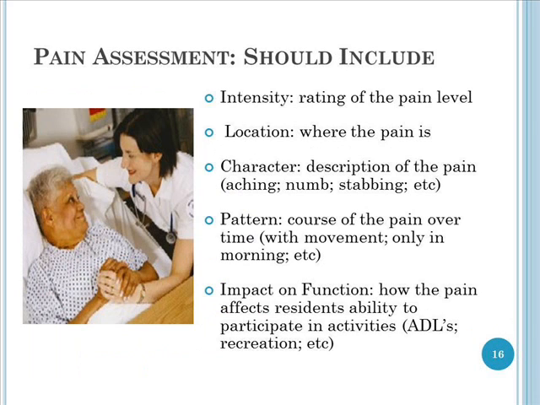A little more information about some of the assessment characteristics. For intensity, we can ask for a rating of pain level or pain severity, and there are different tools that help us to do that. We can ask, where are you hurting? Where is your pain? To try to identify a location, or ask them to point to the area that's hurting. Character, asking the resident to describe the pain. What words do they use? And record those words and share those words.